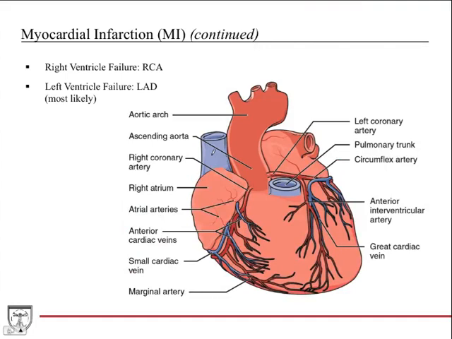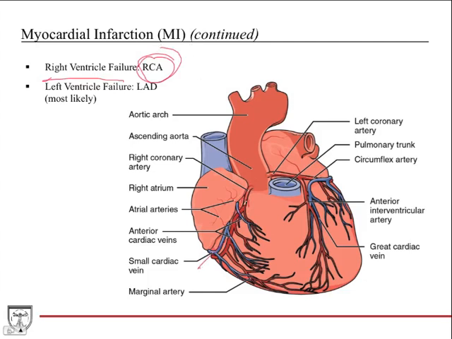Again, now we're going to talk about some physiological effects that'll happen in MIs and which coronary artery is most likely to be affected. So the right ventricle is primarily supplied by the right coronary artery. So if an MI causes right ventricular failure, the most likely culprit is the right coronary artery, which makes sense.